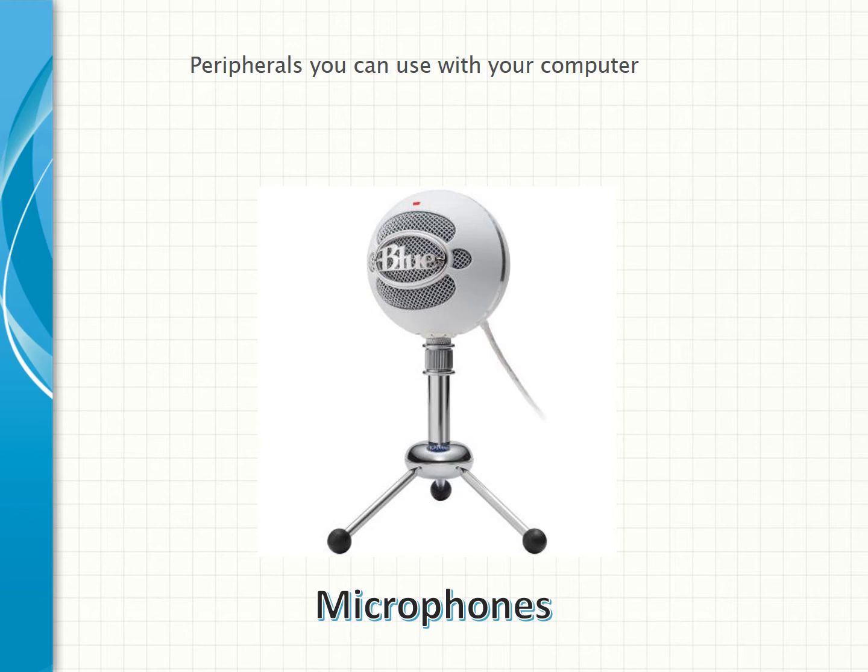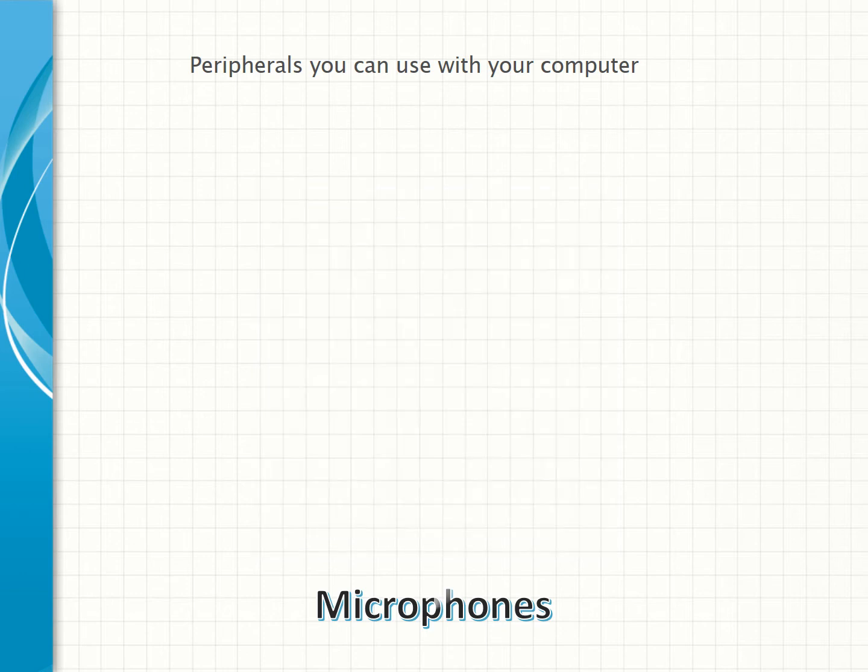Microphones. A microphone is a type of input device, or a device that receives information from a user. You can connect a microphone to record sound or talk with someone else over the internet. Many laptop computers come with built-in microphones.